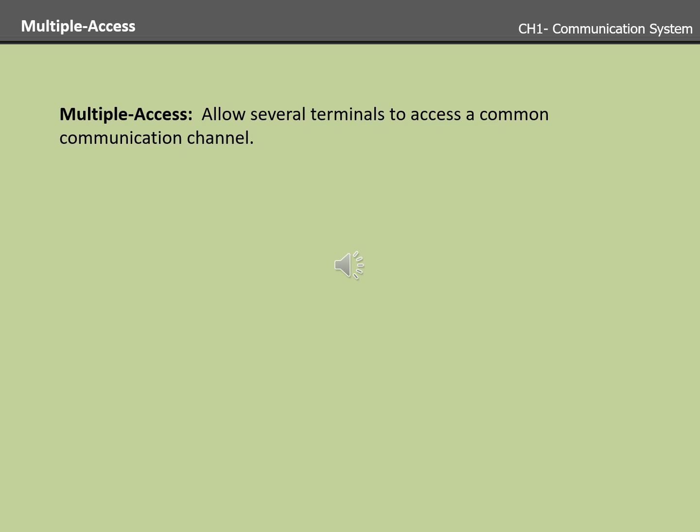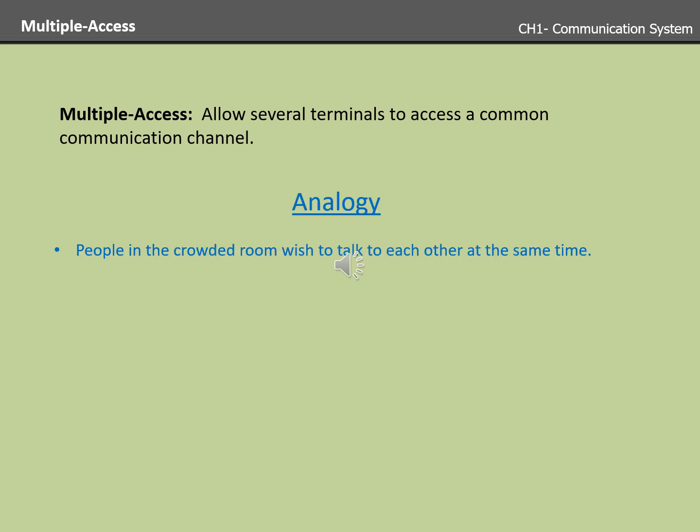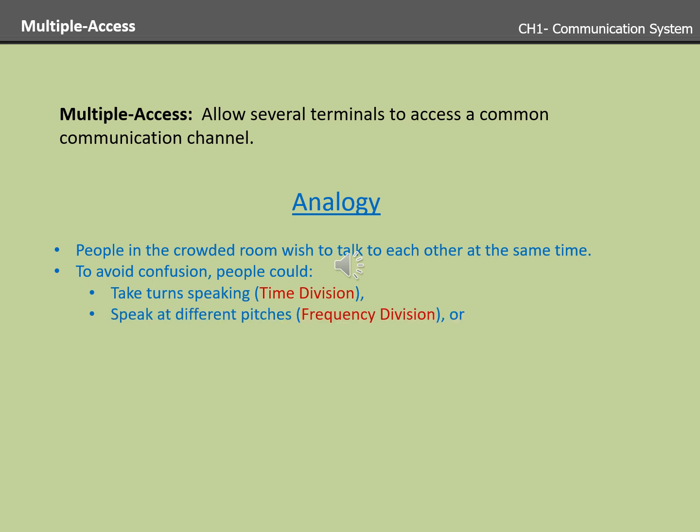Let's use an analogy to explain the need for multiple access. Imagine the people in a crowded room wish to talk to each other at the same time. To avoid confusion, people could take turns to speak, or speak at different pitches, or speak in different languages.